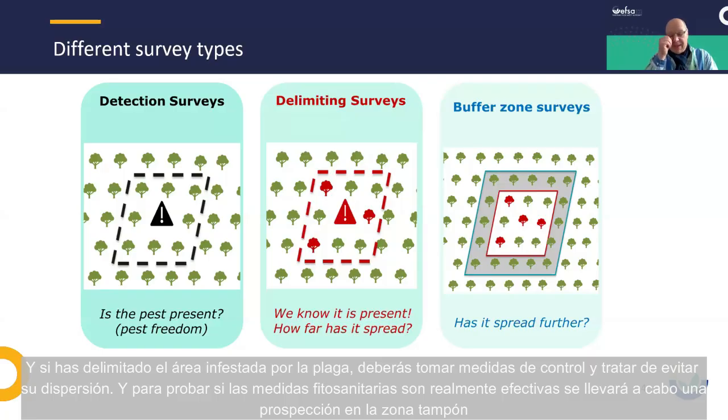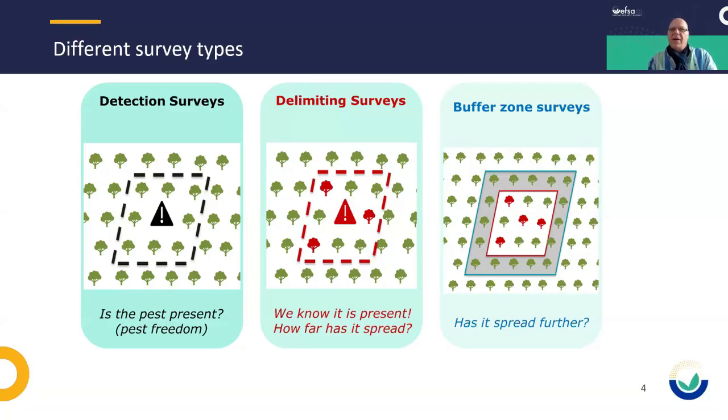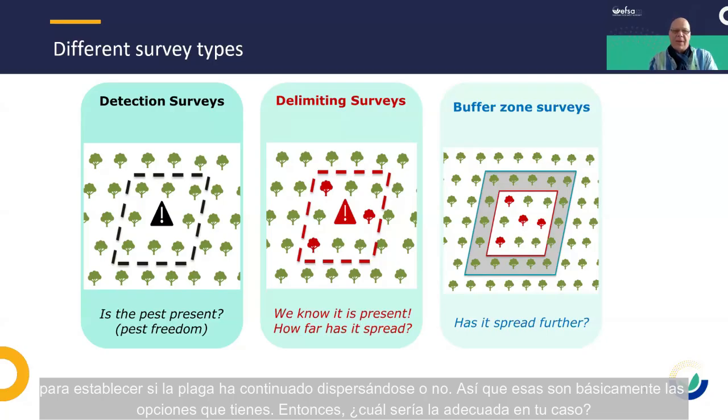And if you have delimited the area of pest infestation, you can start mitigation measures and try to prevent further spread. And to test whether your mitigation measures actually are effective, you do a buffer zone survey and you survey the area around your infested area, to see whether the pest spreads further or not. So that's basically what options you have. So which is then the adequate one for your question?